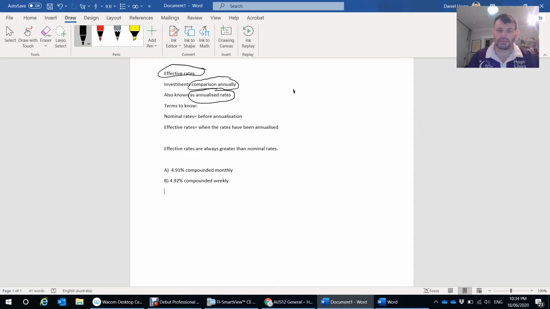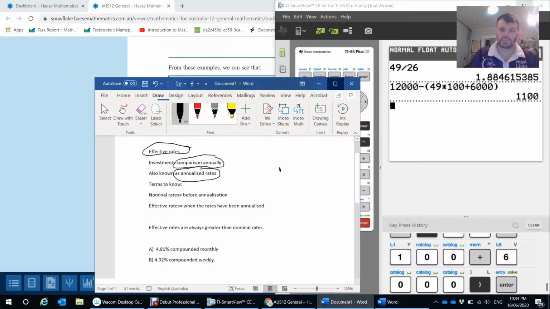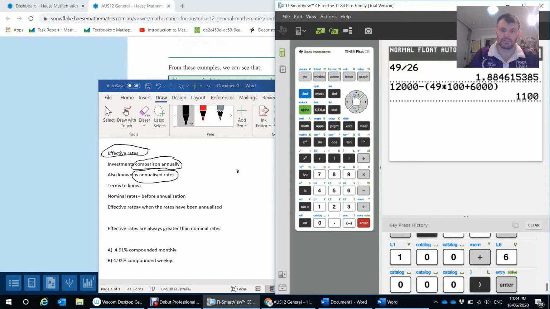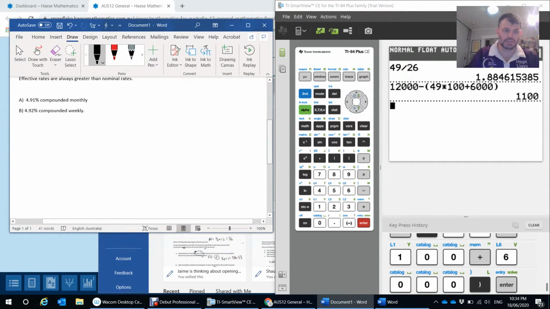And we can do that with our graphics calculator. We're encouraged to use our graphics calculator in this instance. So let's bring our graphics calculator up and show how we do this.